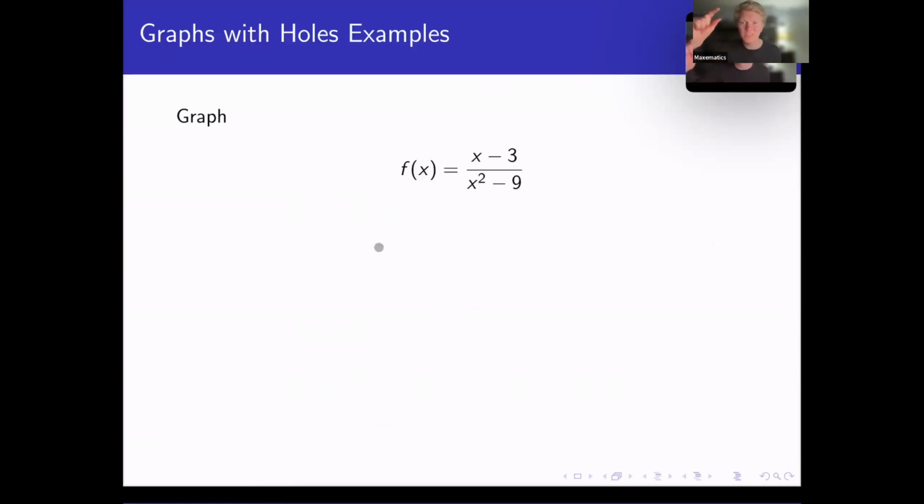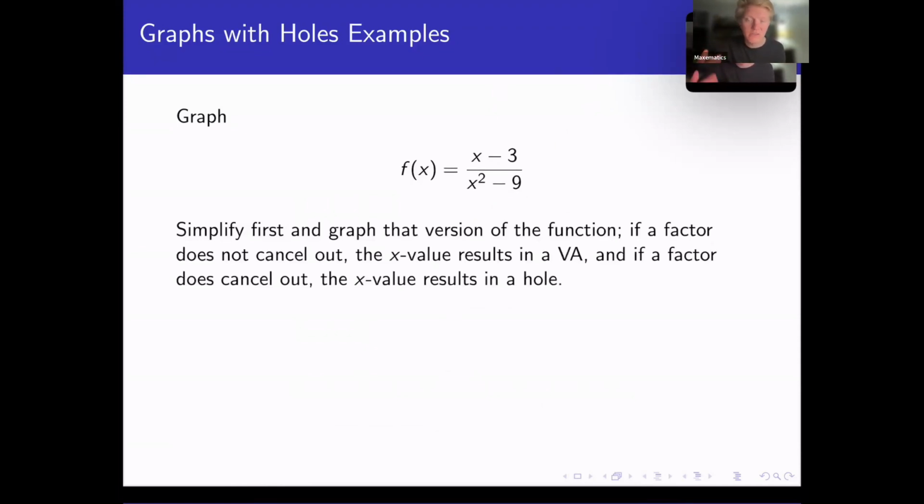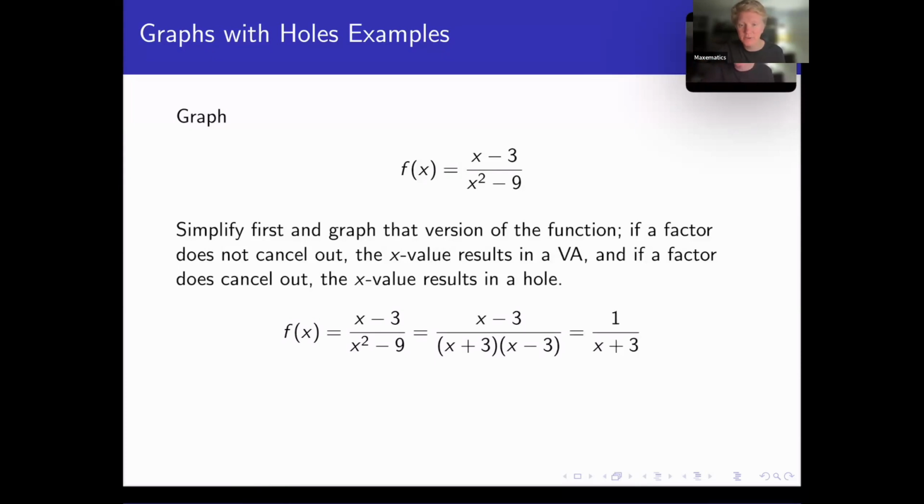Okay, let's do the same thing, but flipped, and see how this would work. Well, we're going to simplify first. And same thing, if a factor doesn't cancel out, vertical asymptote. If a factor does cancel out, hole. Okay, well, x plus 3, x minus 3, and x minus 3 cancels out. So we're going to graph this simplified version, but x equals 3, once again, canceled out, right?